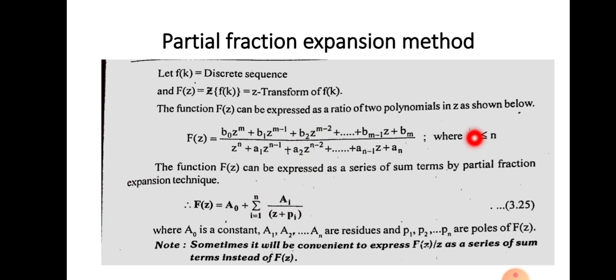See here, whenever m equal to n, you have to divide the numerator by the denominator polynomial. Then you will get the a0 term here. If m is less than n, you will get this term alone. So this will be easier when you are doing a problem.